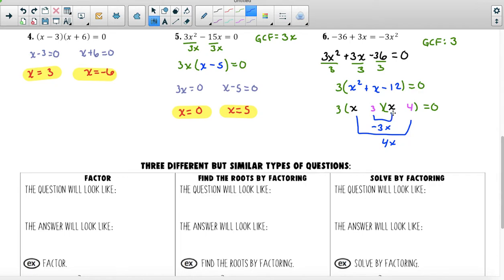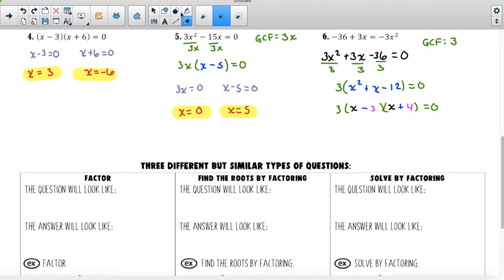So let's check the signs. I need a negative from the 3 and the x, so I'll make a positive x and a negative 3. And then I need a positive with the 4 and x, so a positive and a positive. So let's just double check this. 4 minus 3 gives me 1, and negative 3 times positive 4 gives me a negative 12, so that works. Therefore, these factors are in fact correct.